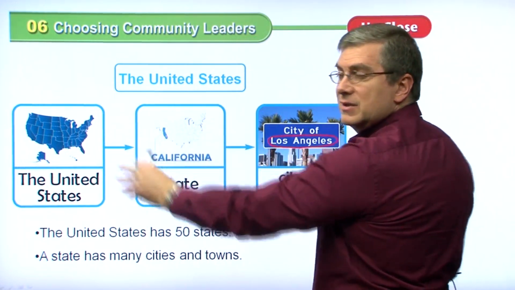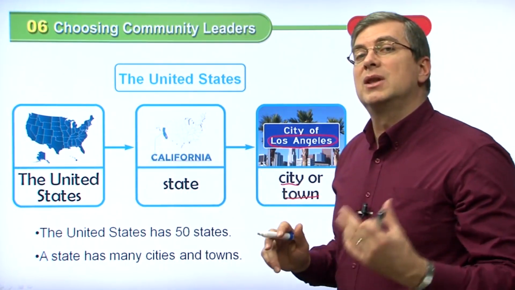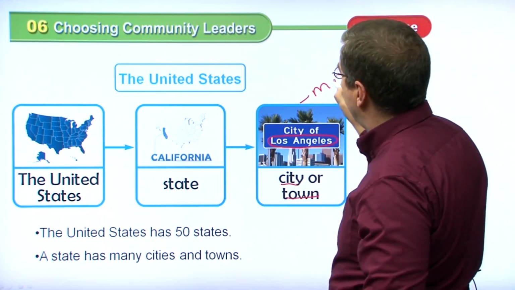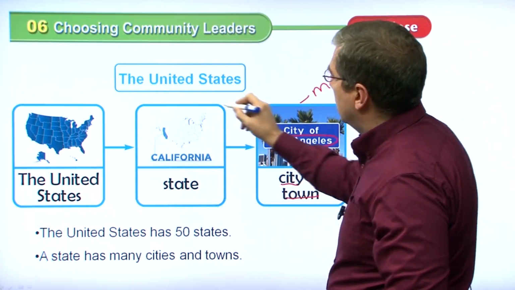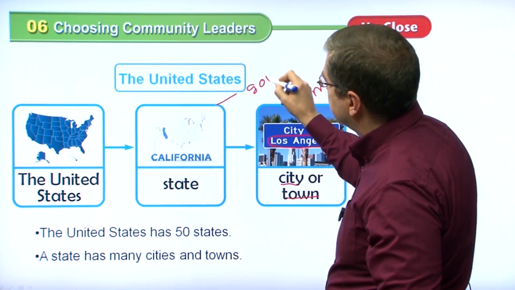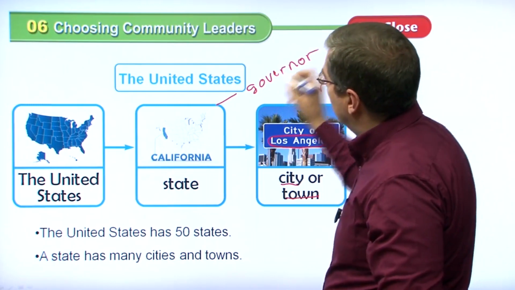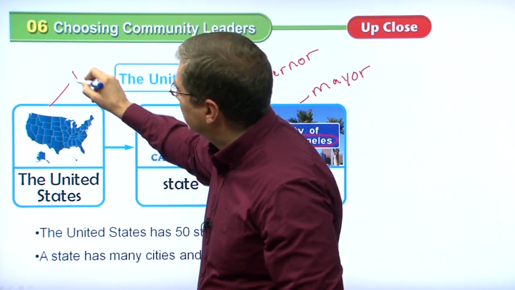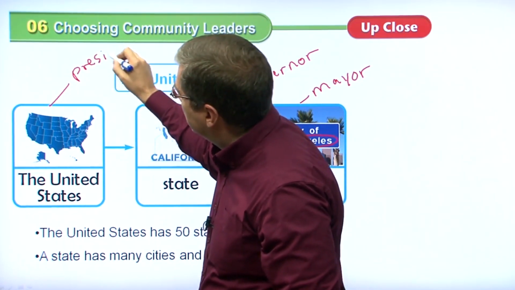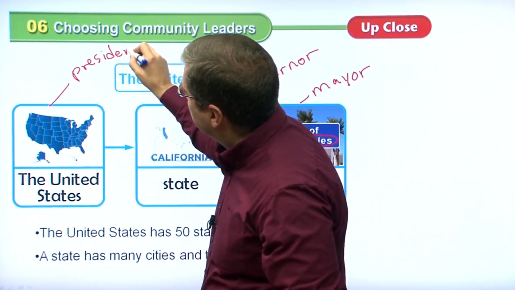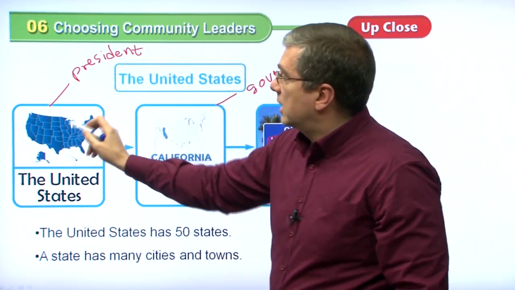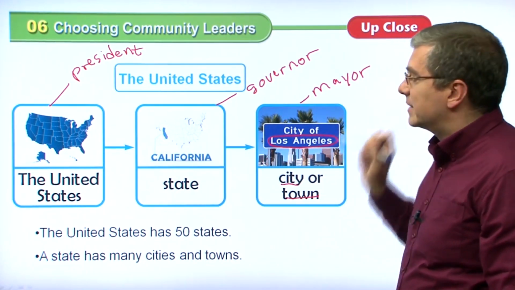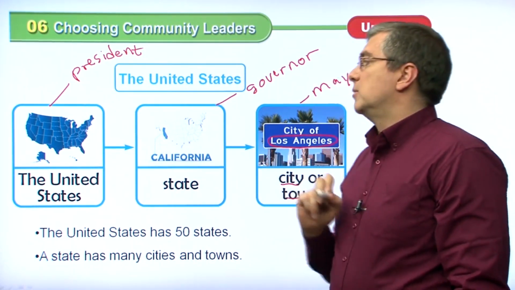Now, when we talk about these different regions, we can talk about the leaders of these different regions. Of course, for the city or town, we have a mayor. Here we have the governor. And over here we have, what is the leader of a country? Do you remember? That's right, a president. So the leader of a country is a president, the leader of a state is a governor, and the leader of a city or town is a mayor. Okay, so let's move on.